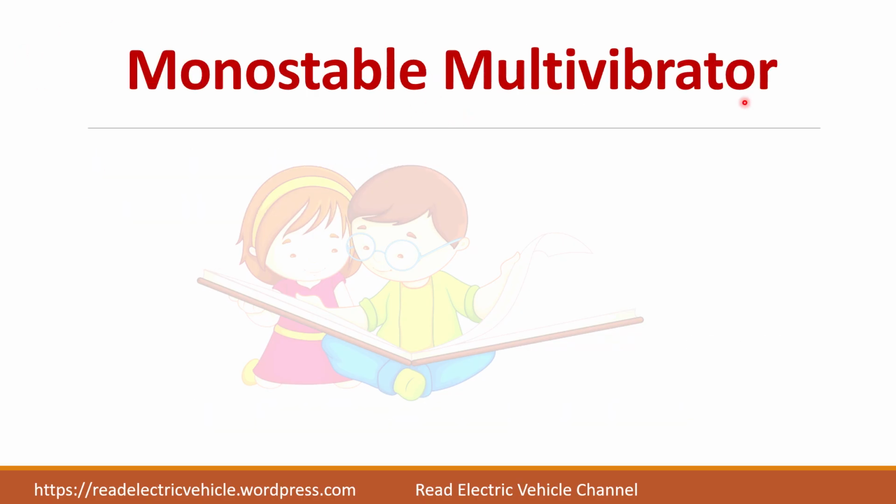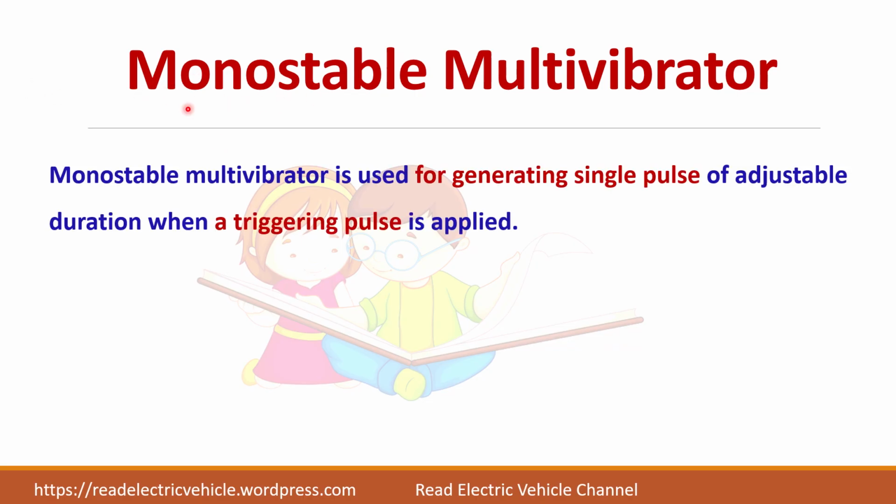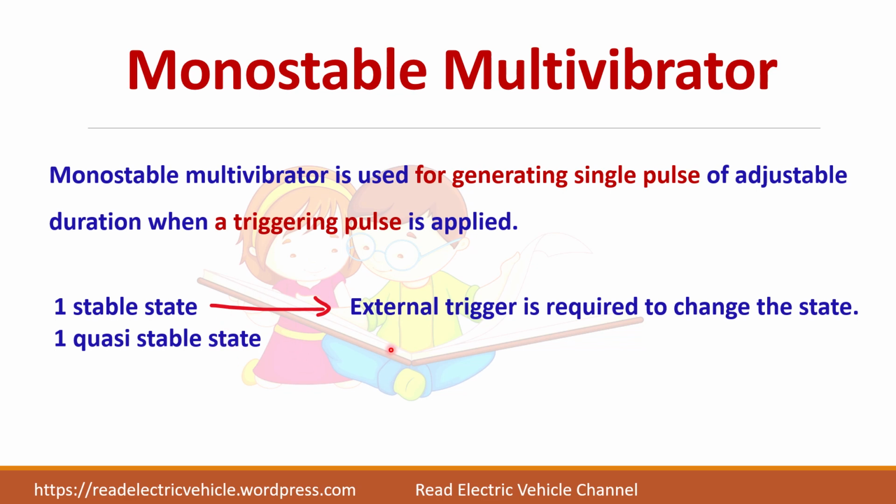What is a monostable multivibrator? Mono means one. So this monostable multivibrator is capable of producing a single pulse. But you need to give a triggering pulse to get the output, because a monostable multivibrator has one stable state and one quasi-stable state. So from the stable state, if you want to change the state, you need to apply an external trigger pulse.